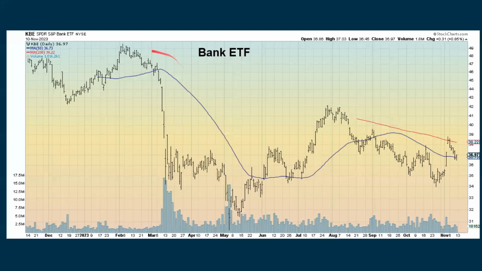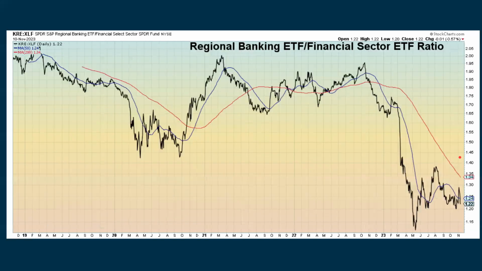Here's the bank ETF, which really took a dump back in March, and we've been chopping more or less sideways. When we did spring up last week, we did get up to the 200-day moving average, but then we've been falling back down to the 50-period moving average. And then we look at a ratio between the regional banks and the financial sector, and it's showing how the regional banks are really underperforming. And the financial sector isn't doing all that great. At least support is holding there, but the regional banks are doing even worse.